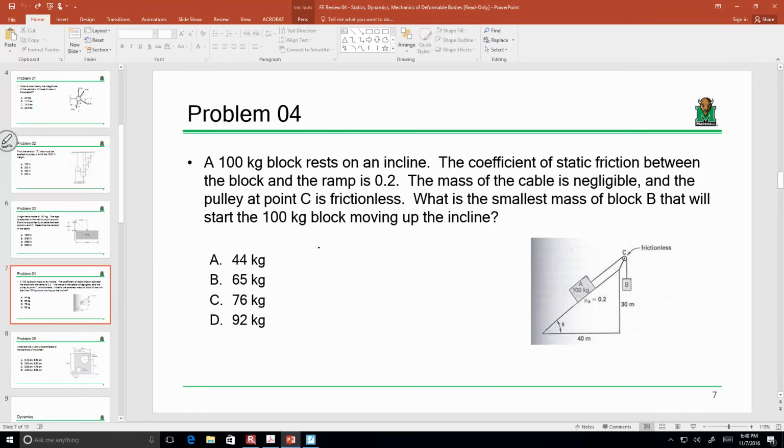Okay. What's that? Frictionless pulleys are very expensive.